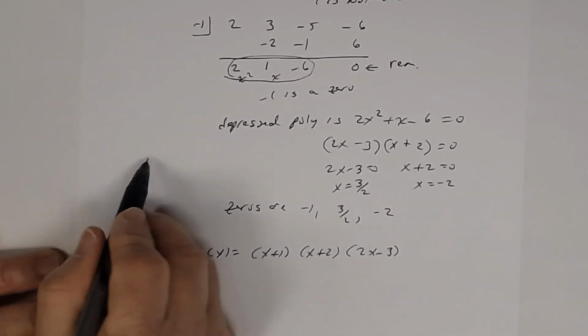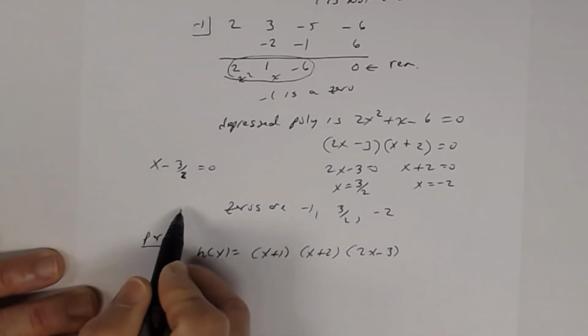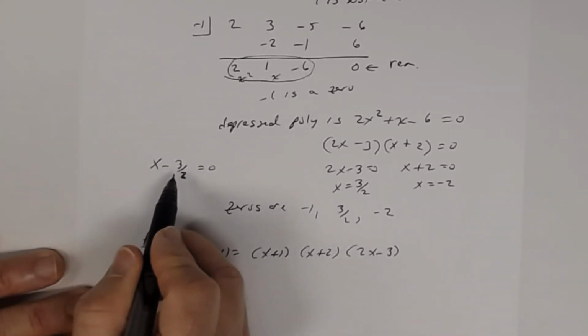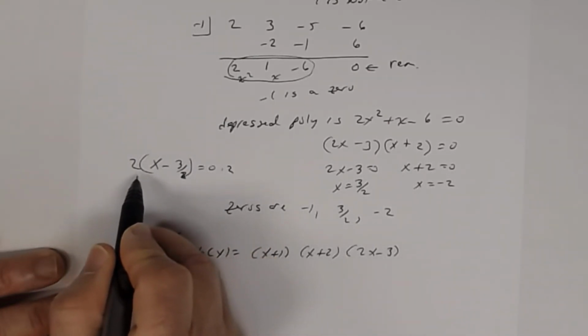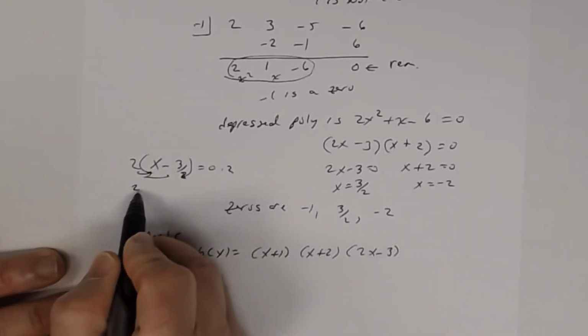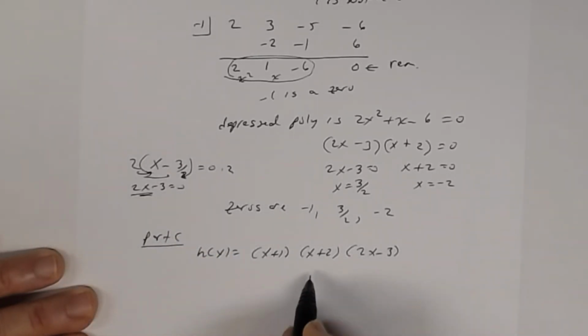So be careful. You have to rewrite this. It's kind of like saying x minus 3 halves equals 0. That's how you got it. So you're going to clear the fraction by multiplying both sides by 2. When we multiply both sides by 2, I get 2x minus 3 equals 0. And so that's that factor you see here.